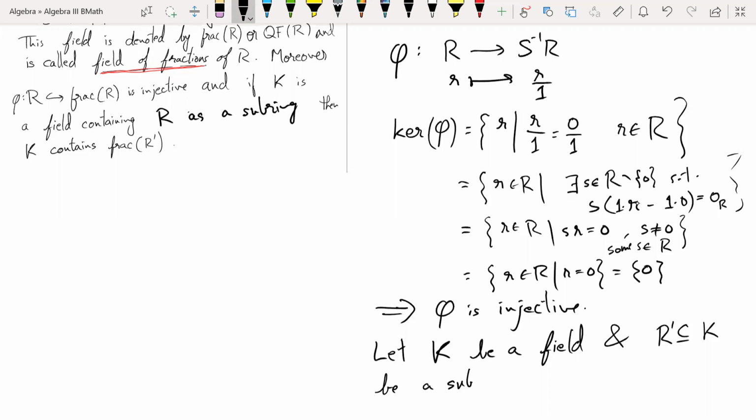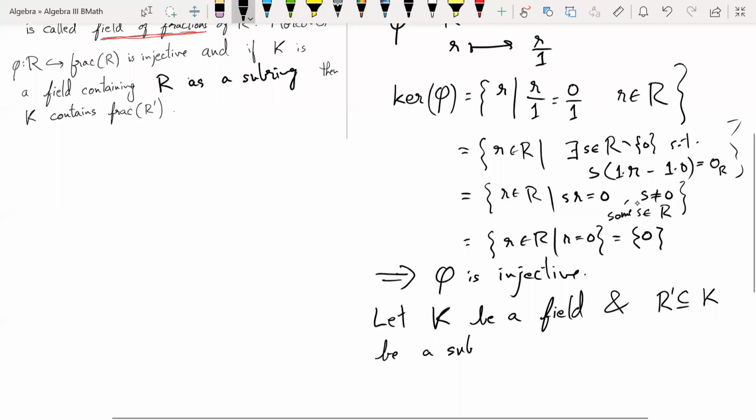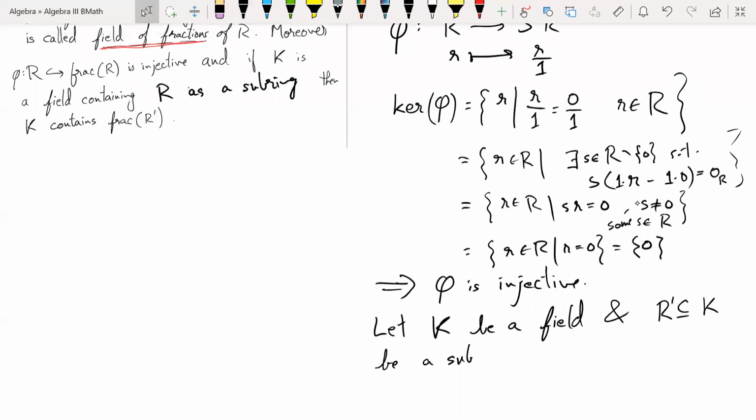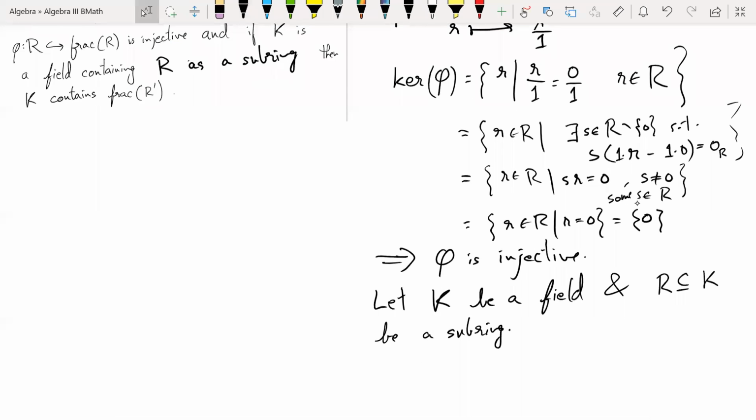Then K contains frac R prime is what we would do. Let K be a field, R contained in K be a subring. Then we want to say that S inverse R is also contained in there. So let R over S be an element of S inverse R.